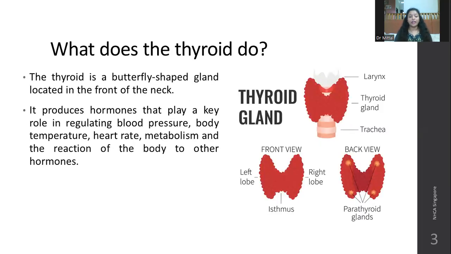So what does a thyroid gland do? The thyroid gland is basically a butterfly-shaped gland. It is situated in the front of your neck, in front of the trachea. Trachea is your windpipe.